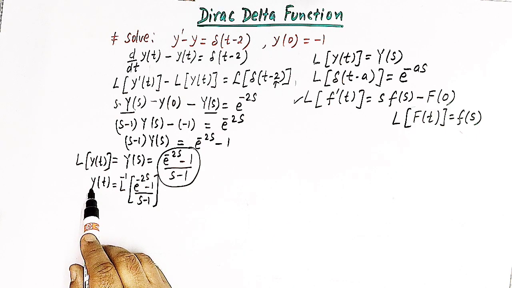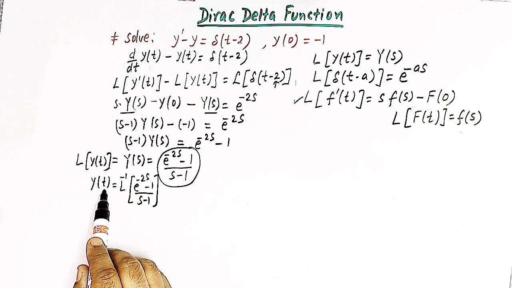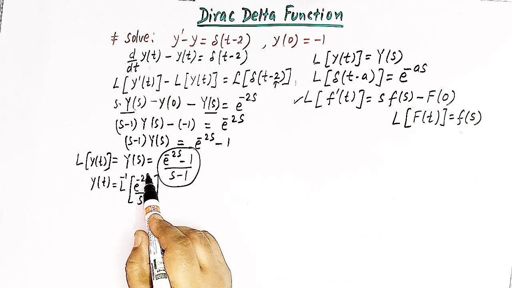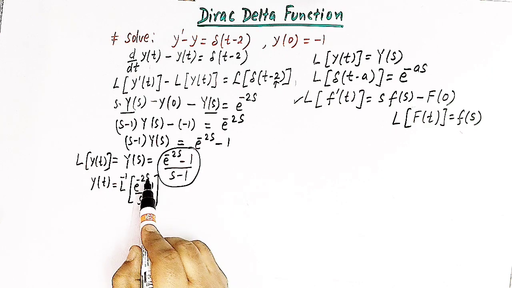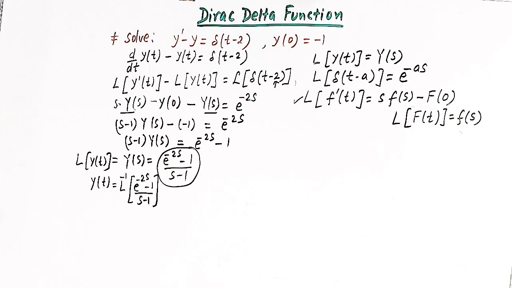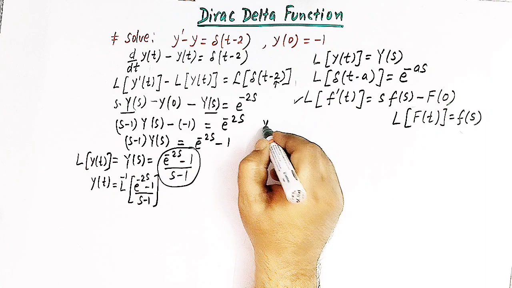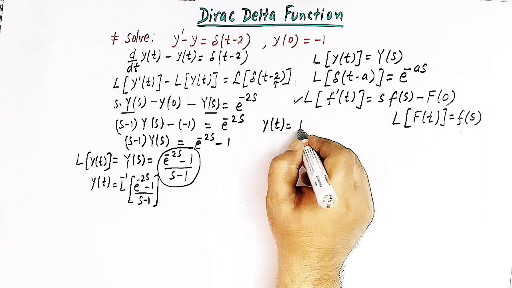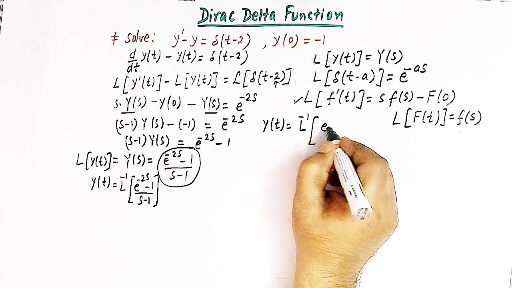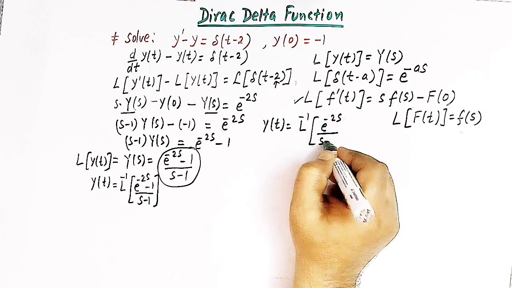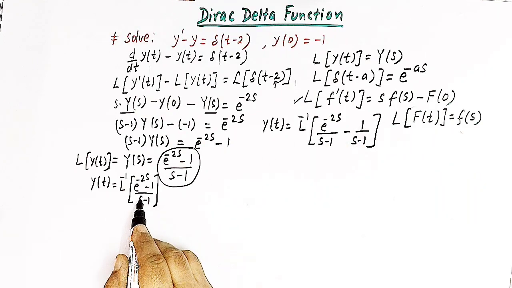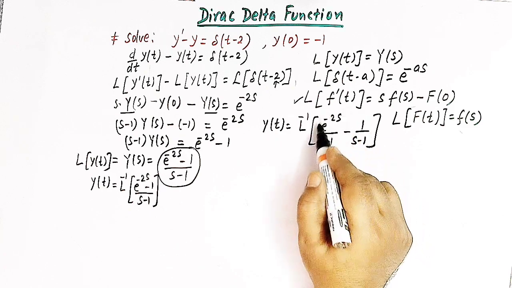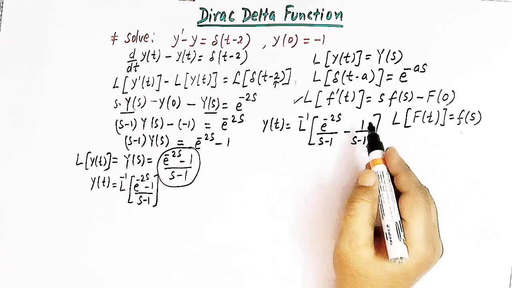And here we have the function now, that is y of t can be obtained by taking the inverse Laplace transform of this function e raised to minus 2s minus 1 over s minus 1, right? So let us write this expression as y of t is equal to L inverse, and we can now write e raised to minus 2s over s minus 1 minus 1 over s minus 1. So we can split this term as a sum or difference of these two terms, right?